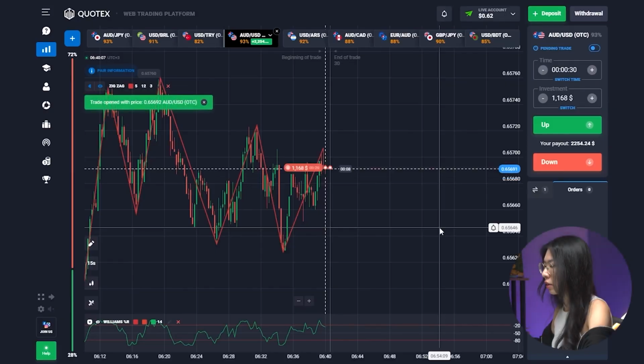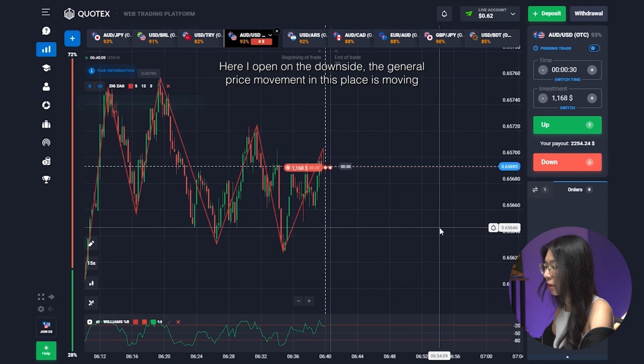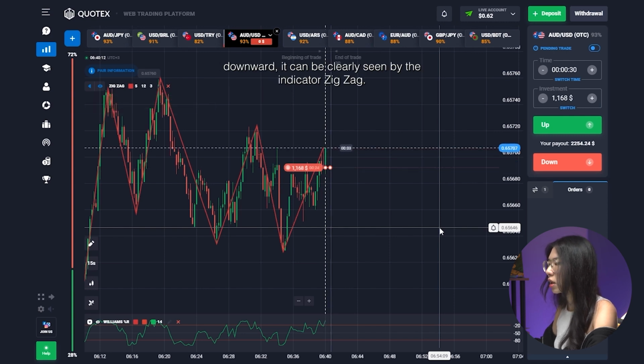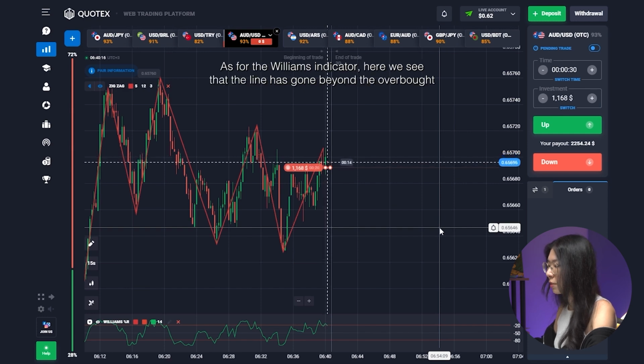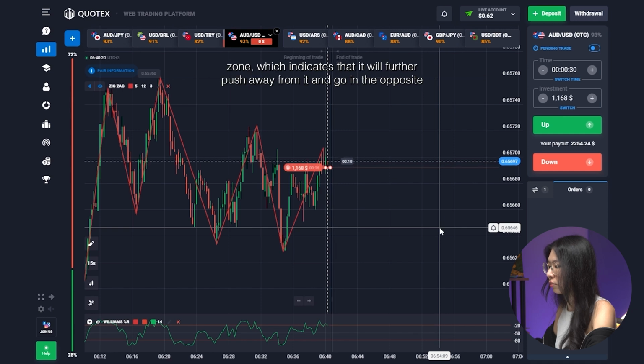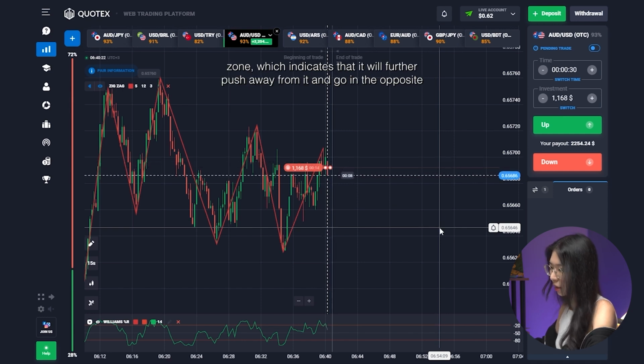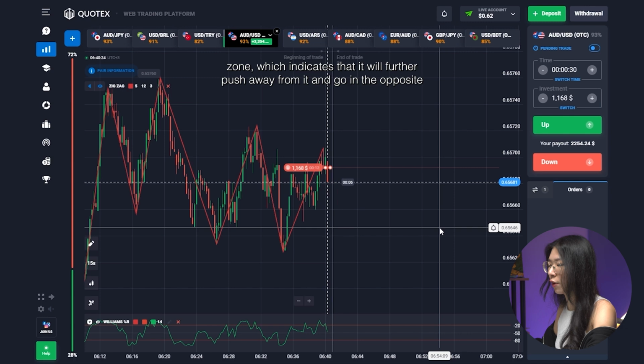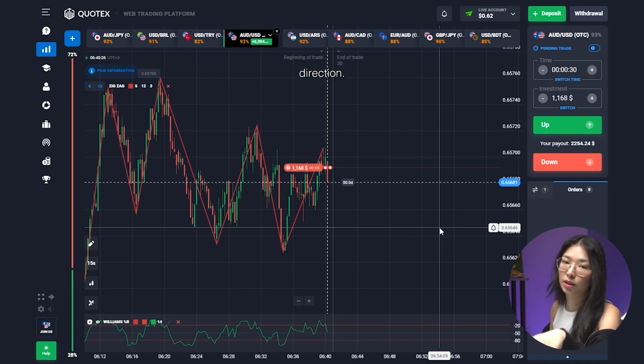Here I opened on the downside, the general price movement in this place is moving downward. It can be clearly seen by the zigzag indicator. As for the Williams indicator, here we see that the line has gone beyond the overbought zone, which indicates that it will further push away from it and go in the opposite direction.